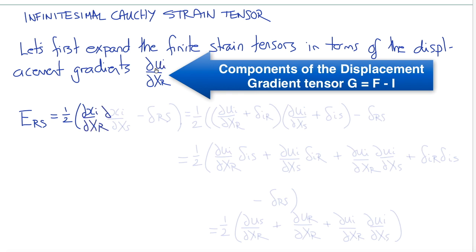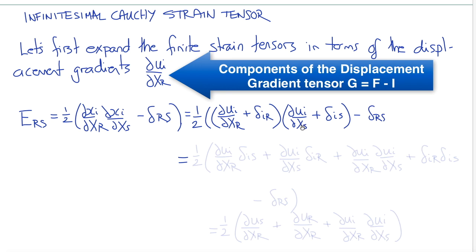So remember, the displacement gradients are just the deformation gradients minus I, or del ui over del Xr plus delta ir is del xi over del Xr. Therefore, the Lagrangian Green strain components, E_rs, which are 1/2 of del xi over del Xr, del xi over del Xs minus delta rs, these terms will expand to give 1/2 of del ui over del Xr plus delta ir, times del ui over del Xs plus delta is, minus delta rs.